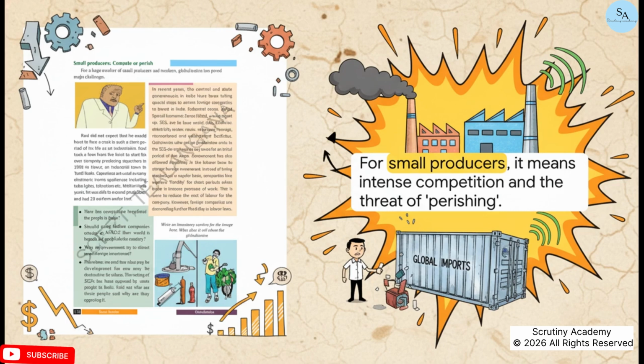For every happy consumer, there's the other side of the coin, the small producers. For them, it's been a massive struggle. You guys remember Ravi, the capacitor maker from the textbook, right? A flood of cheap imports comes in, and suddenly he just can't compete. For thousands of small Indian businesses, globalization wasn't about choice. It was a brutal fight for survival, a fight many of them lost.